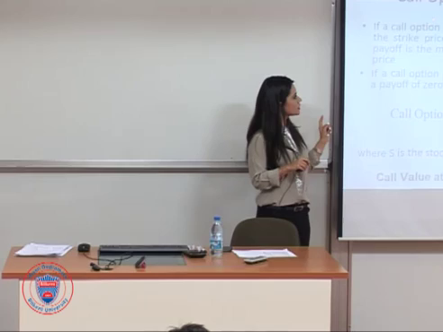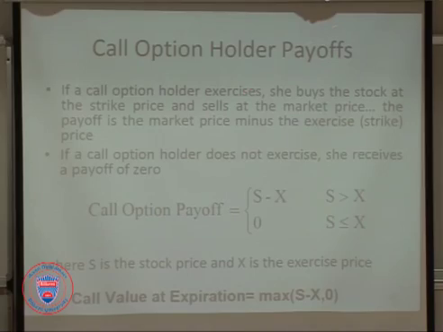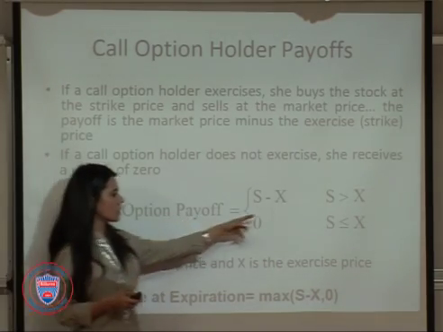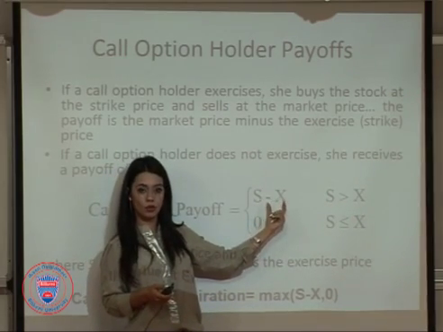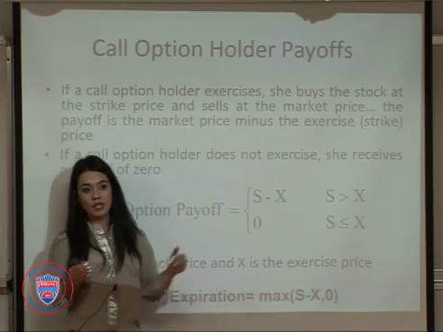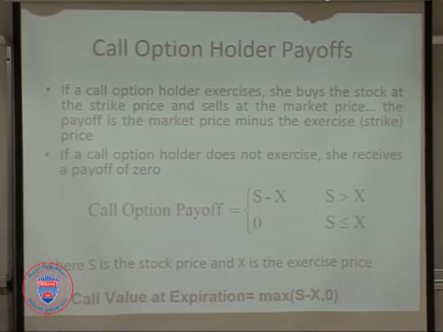So what happens is when a call option holder exercises the option, she or he will buy the stock from you at the strike price and sells at the market price. So the payoff the option holder has is the difference between the stock price and the exercise price. So what's going to happen to the payoff? Whenever stock price is higher than the exercise price, the difference will be the payoff of the option holder. And whenever stock price is less than the exercise price, the option holder will not exercise the option. So the payoff will be zero, right?